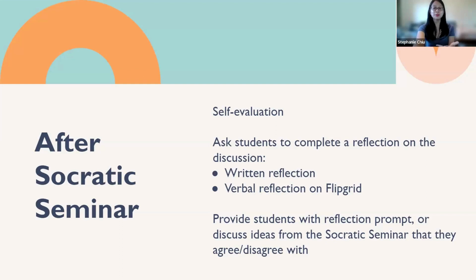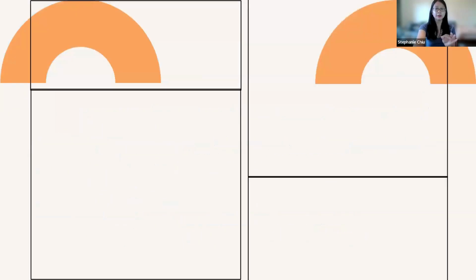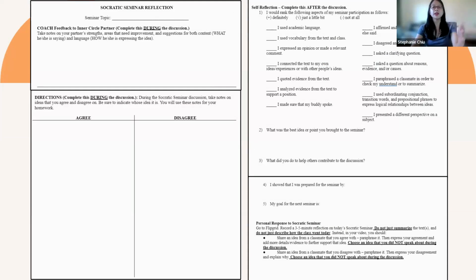So you can provide the students with a reflection prompt, or you can have them discuss ideas from the Socratic seminar that they agree or disagree with. Like I was saying just before, that's why they were taking notes on ideas that they agree and disagree with. So for example, I might give a reflection sheet that looks like this, where on the front side, there's a space for their coaching feedback to their partner. And then there's a little simple T-chart to write down ideas they agree or disagree with. And on the back, there's the reflection that they complete afterwards, where they can self-evaluate themselves.